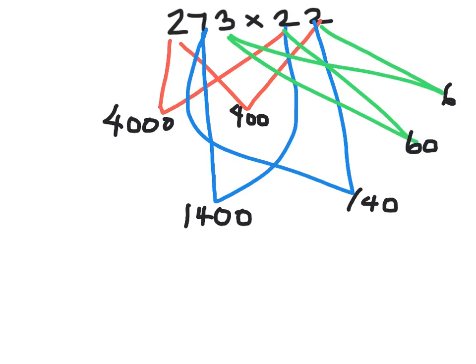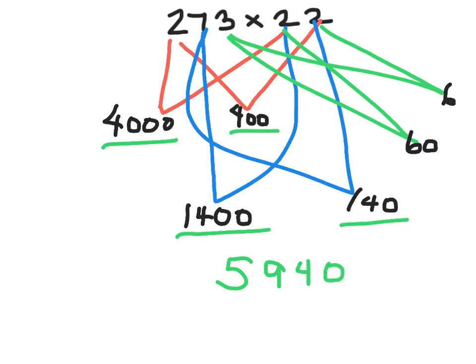So I'll look at 4,000 plus 1,400. That comes to 5,400. And then with another 400, that makes 5,800. And 5,800 plus 140 would be 5,940 so far. And over here, I still have 60 and 6 to add together. So I'll just say, okay, plus 66.